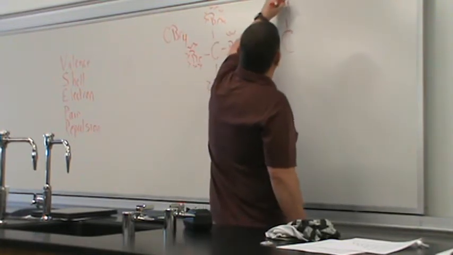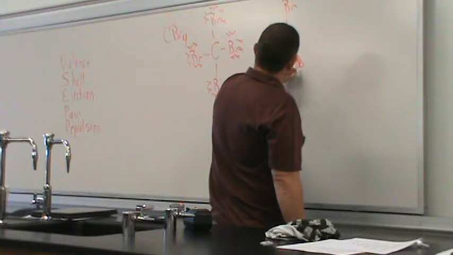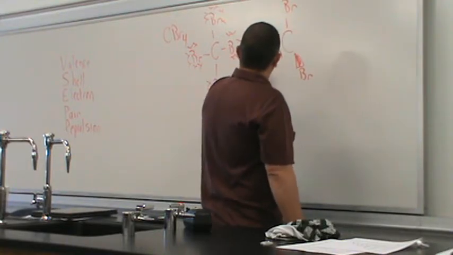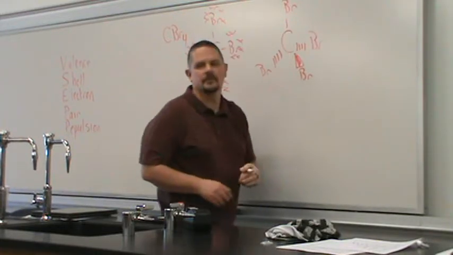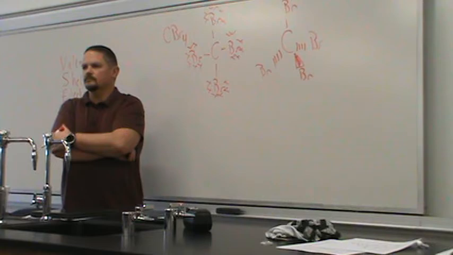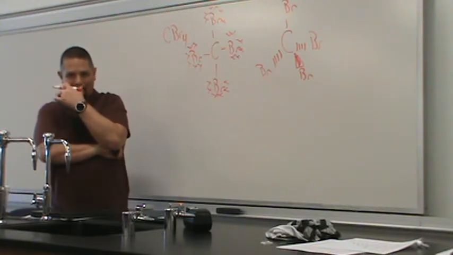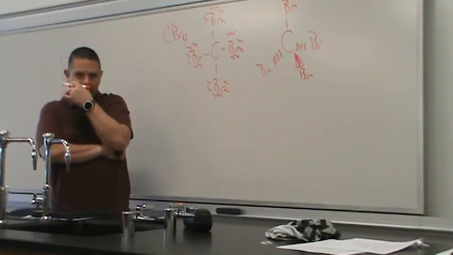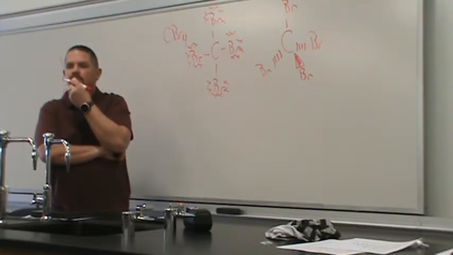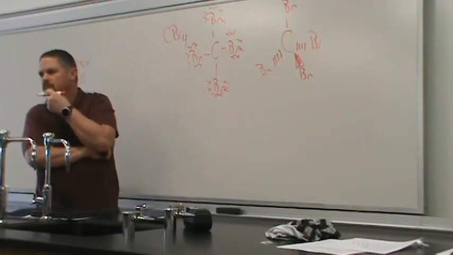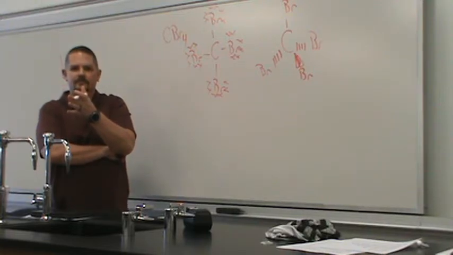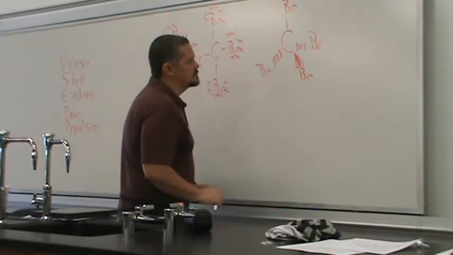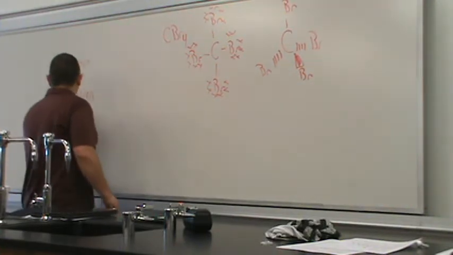Now, when we draw the VSEPR shape, we do not show any lone pairs on any of the atoms. So this is how we draw it. Any questions on the first example? No? Okay. Let's look at another example.